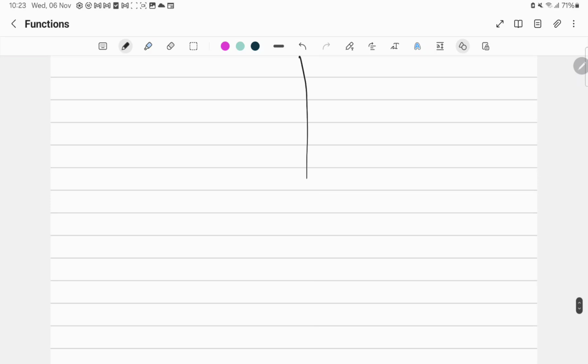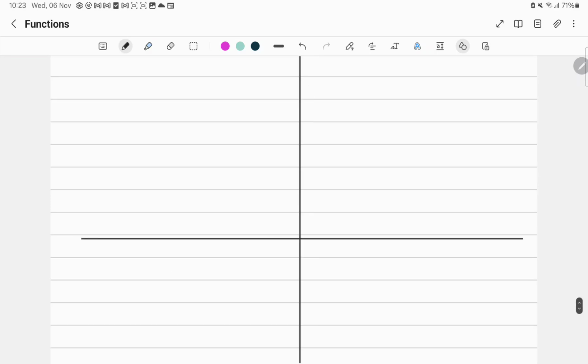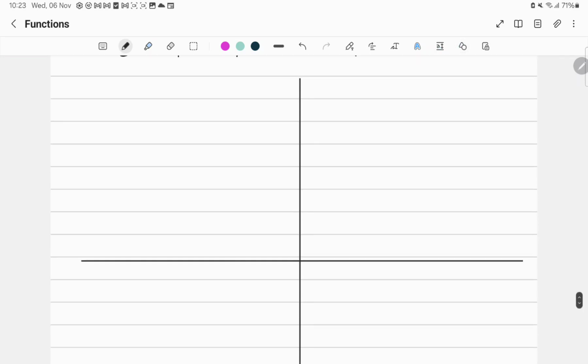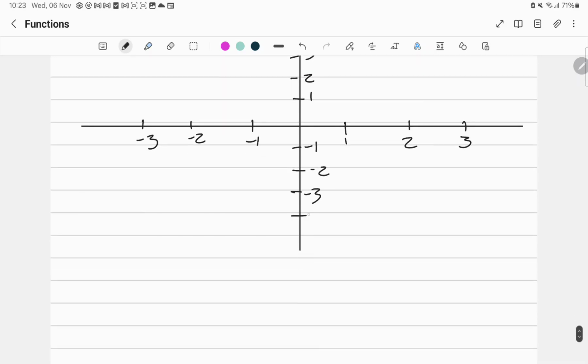Alright, so then I go and draw my Cartesian plane. Usually they give you the Cartesian plane, but if not, you know how to go and draw it. Okay, so then I'm going to just put in my values 1, 2, and 3, minus 1, minus 2, minus 3. 1, 2, 3, 4, 5, 6, 7. Minus 1, minus 2, minus 3, minus 4, minus 5, etc.